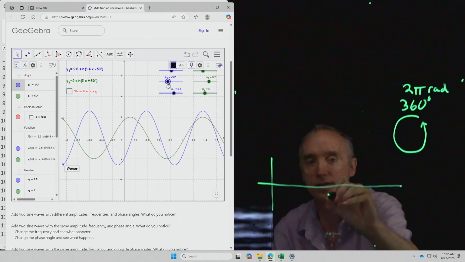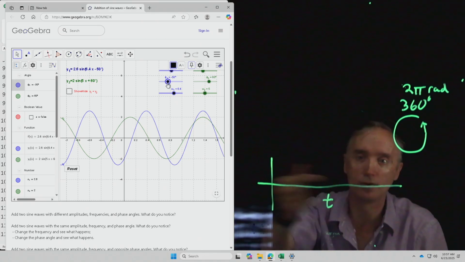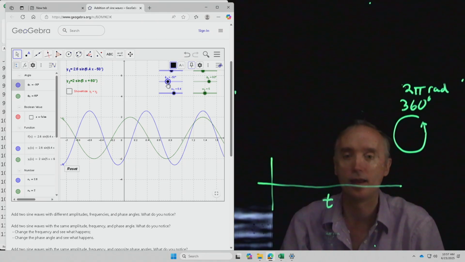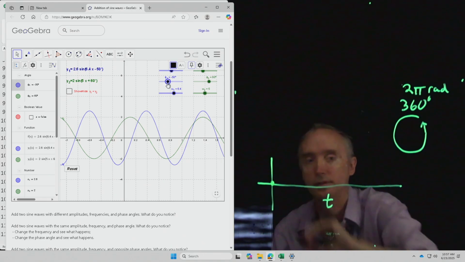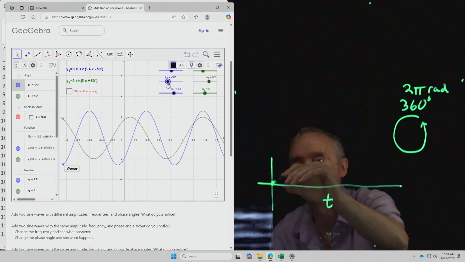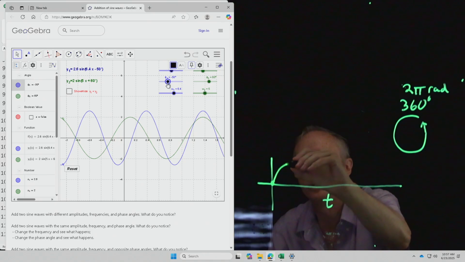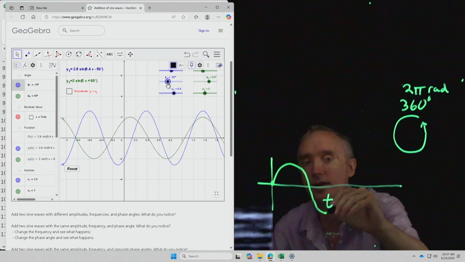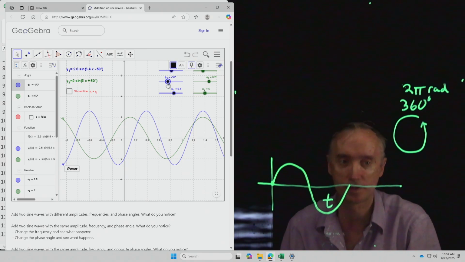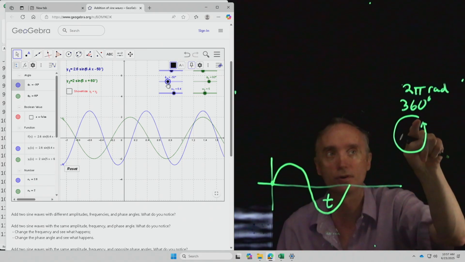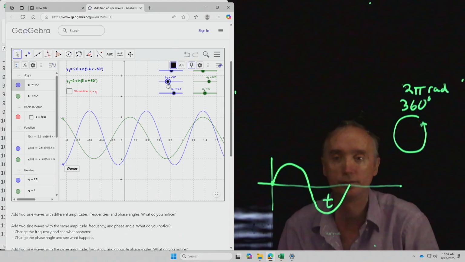So this is going to be t for time down here. Time is going by as you're going in this direction. And so let's pretend that our wave is going to start right here. Okay, and so it's going to start at 0 time, and then it's going to go up, and then it's going to go back down, and then it's going to go back up again. And then notice it repeats itself, just like the circle repeats itself when you go around one complete circle.